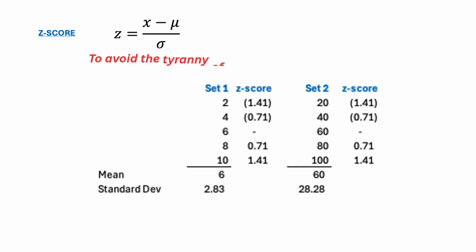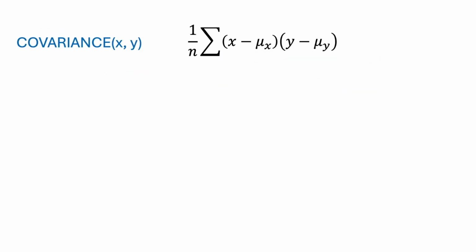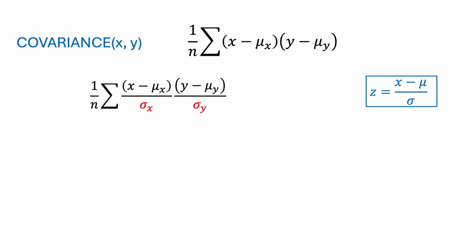Well, that means in order to avoid the tyranny of absolute distances, we need to convert distance data into units of standard deviations. Rather than go through the whole process in a spreadsheet, let's just work on the intuition and start with the covariance formula, like so. Now, we already see that the numerator works with distance from center, so it becomes a matter of dividing by standard deviations to make the distance units relative, measured in units of standard deviation. Thus, we have x minus mu x all over standard deviation of x, times y minus mu y all over standard deviation of y, then sum it all up and divide by n.